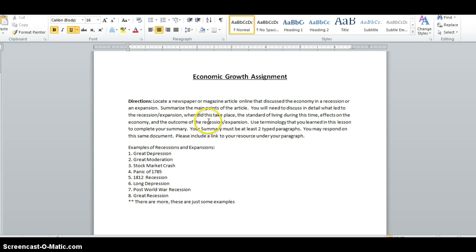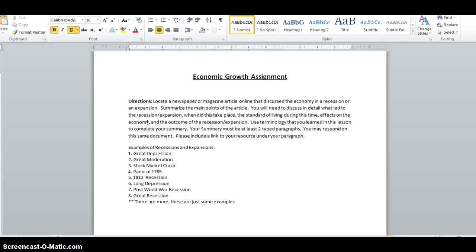When did this take place? How was the standard of living affected during this time? What were the effects on the economy overall? And what was the overall outcome of the recession or expansion? How did we grow out of it? How did we recover? How did it change our economy as a whole? So use those terminologies that you learned within this lesson to complete your summary.